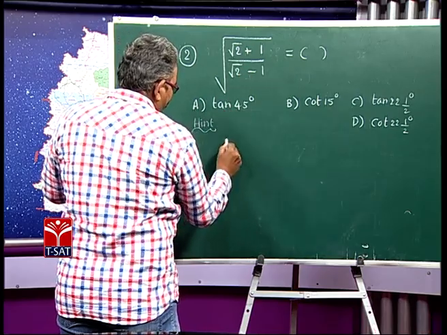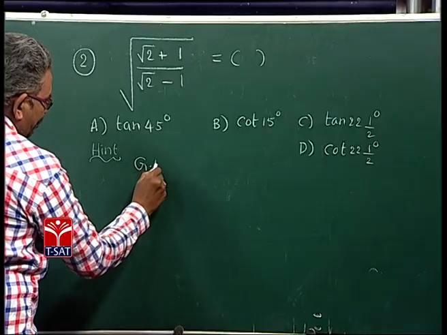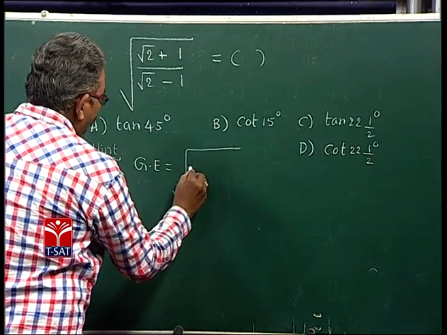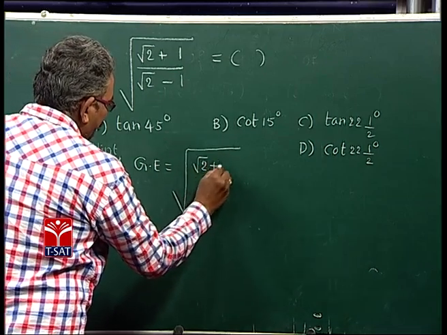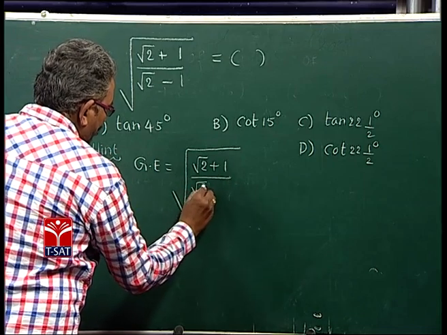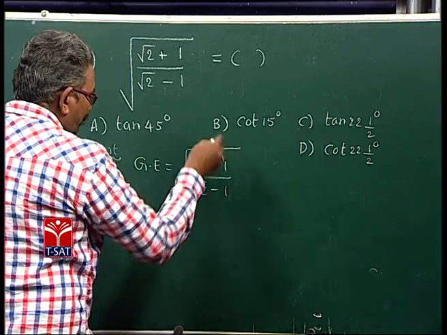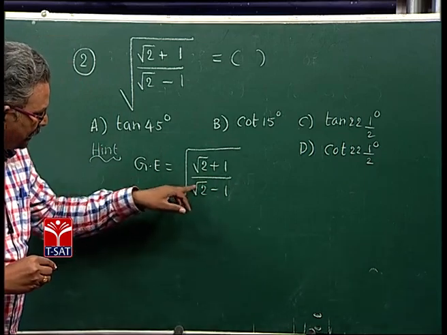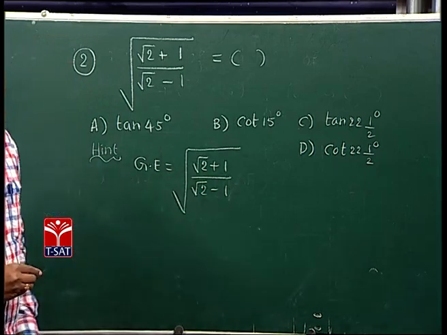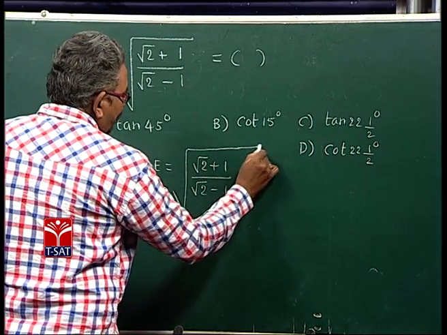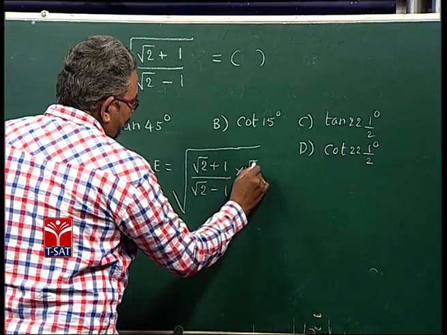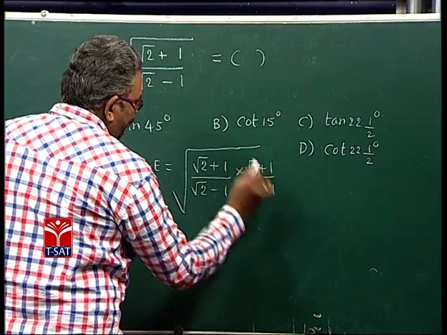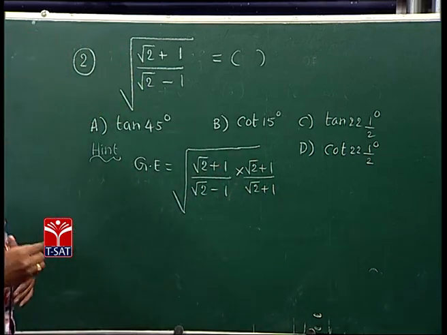Now the given expression we can write like this: root of (root 2 plus 1) by (root 2 minus 1). Now in root 2 plus 1 by root 2 minus 1, the denominator has to be rationalized. Now multiply with root 2 plus 1 by root 2 plus 1. Let us see what we get.